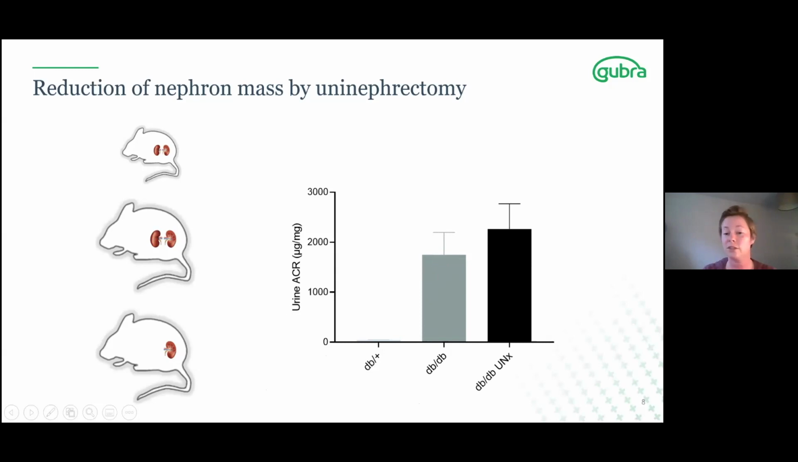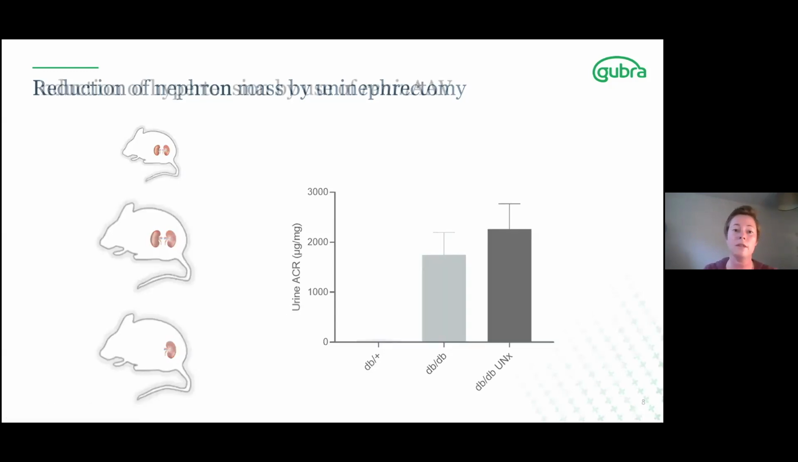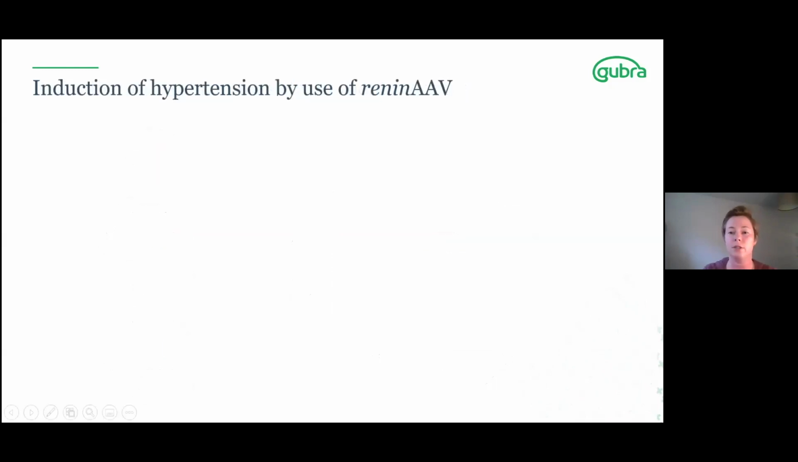And this basically tells us that we need a third modulator, or perhaps even more, to really push the disease further in this model. So that third modulator is actually hypertension. And again, this is also a modulator that has been used in other settings, and you can induce hypertension in various ways in mice and rat. Here we have chosen to use an adeno-associated virus that expresses renin. It's given systemically, and then it inserts into the liver, and from there it expresses high levels of renin into the system and thereby activates the RAS system to induce hypertension.